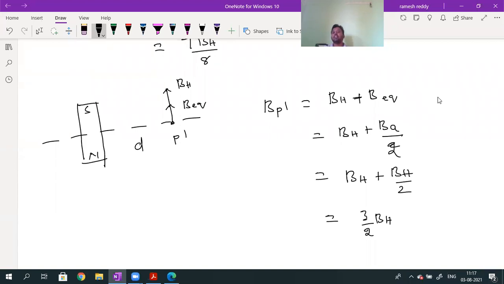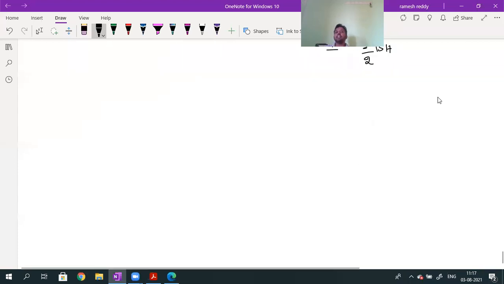Whenever the null point is obtained on the axial line, the magnetic field induction on the equatorial line at a distance d is given by 3 by 2 into BH. Last point related with this.